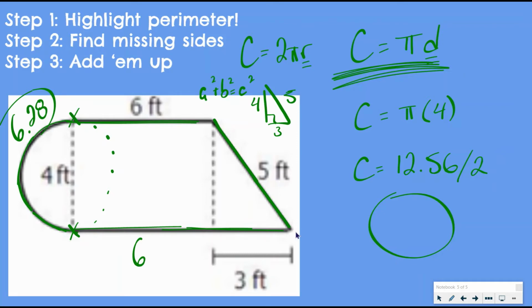This is 6, this is 3, this is 5, this is 6. I'm going to add up all of those sides to get my total, which is 26.28 feet.